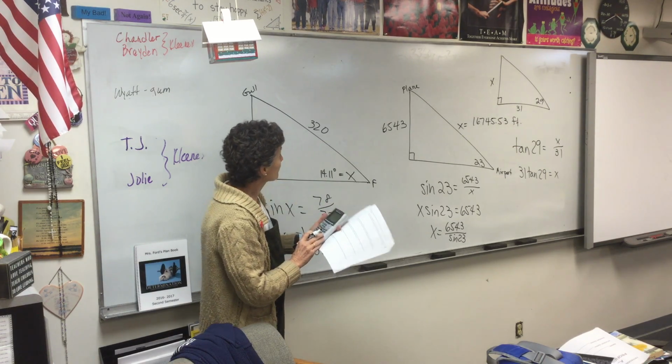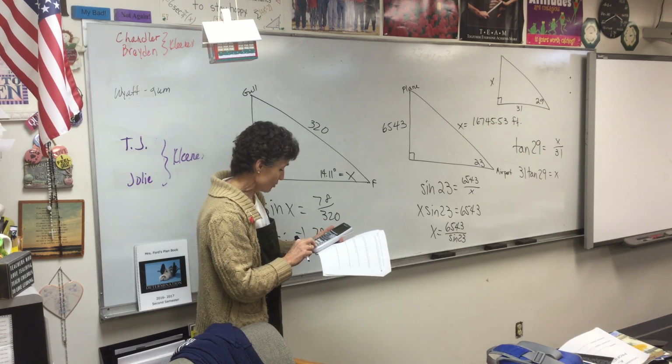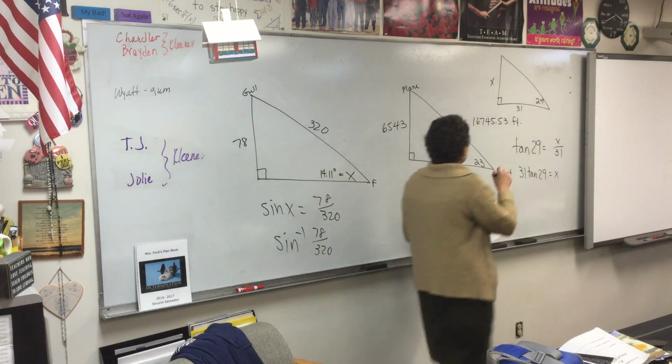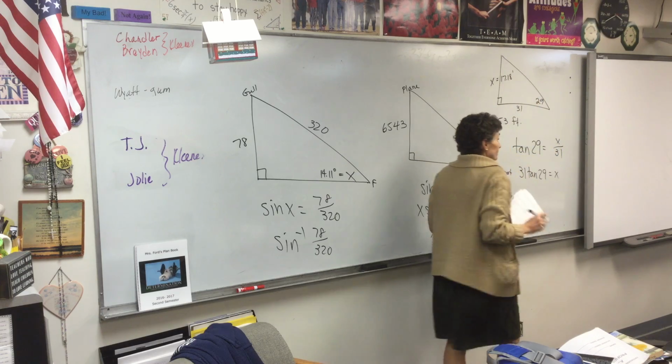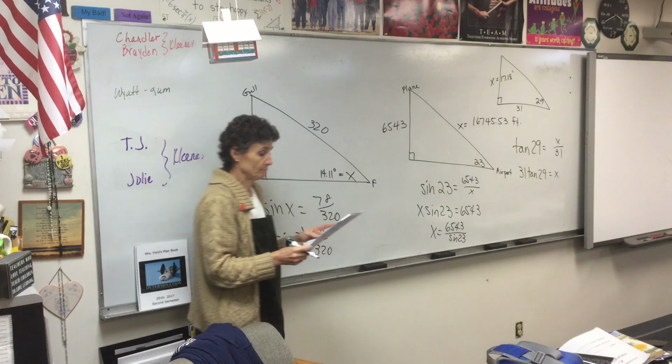We got to figure out how tall this light pole is. So 31 tan 29. I got 17.18 feet.